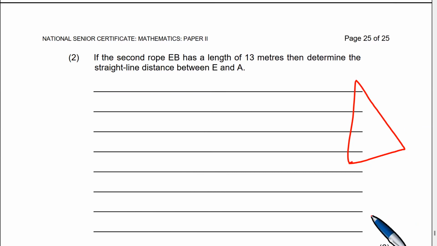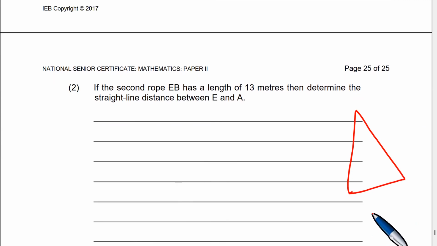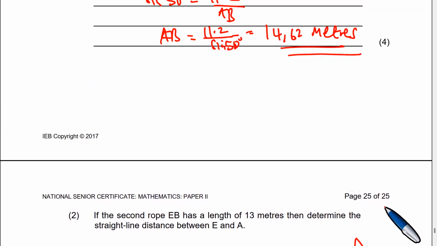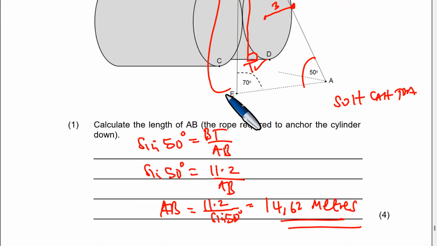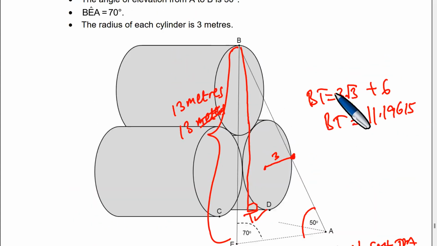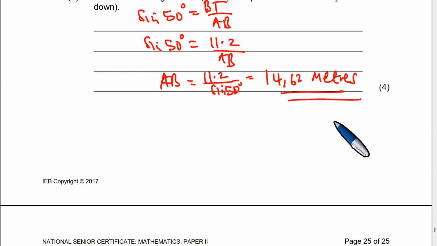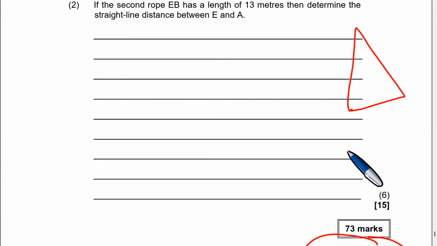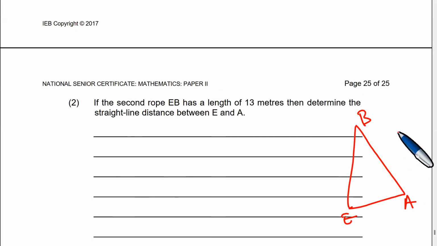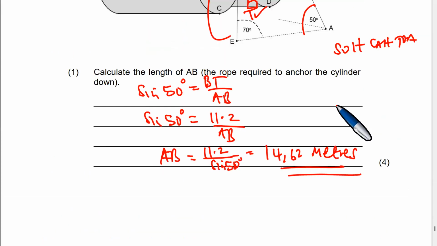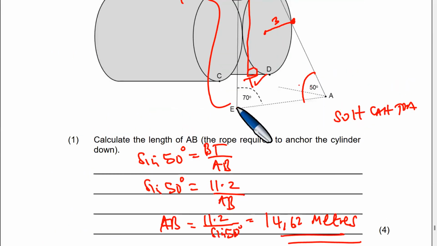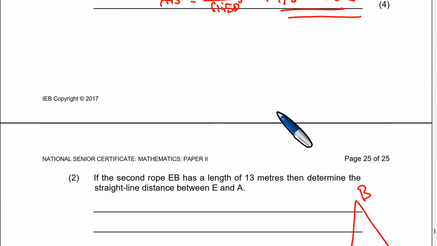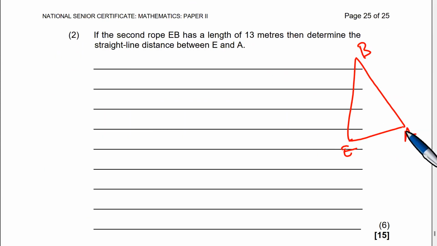Right. You get the labels right. We have EA at the bottom and you have B at the top. You already have a couple of things. You already have 50 degrees and 70 at the bottom.